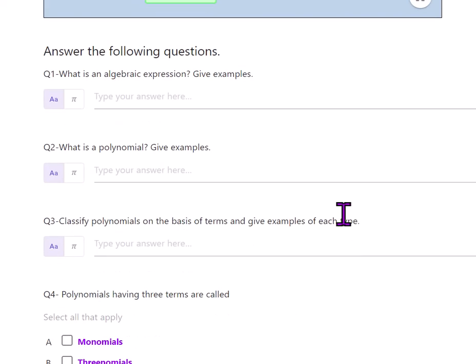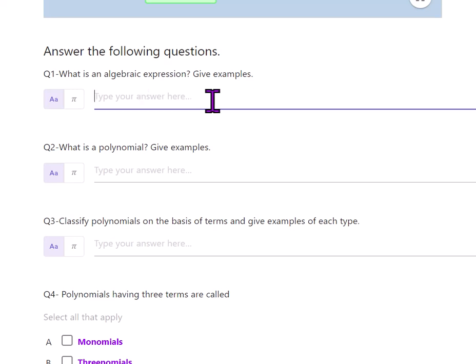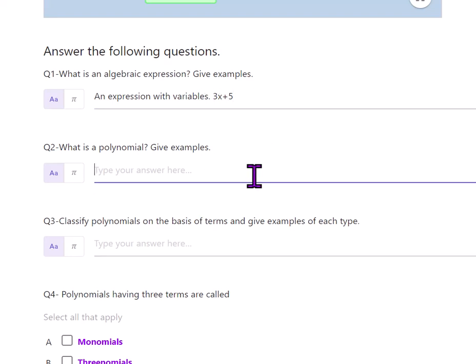Okay, there are a few questions down along here which might be text answers, so you won't get immediate feedback. What is an algebraic expression, and give examples? An expression with variables. 3x plus 5 is an example. And I don't know what to tell me I'm right or wrong, because I don't think it'll be able to judge. Now, with some artificial intelligence, they might be able to, but it's not built in here yet.